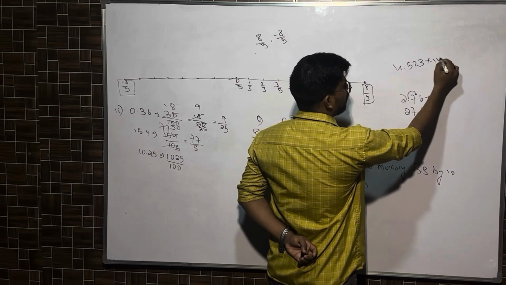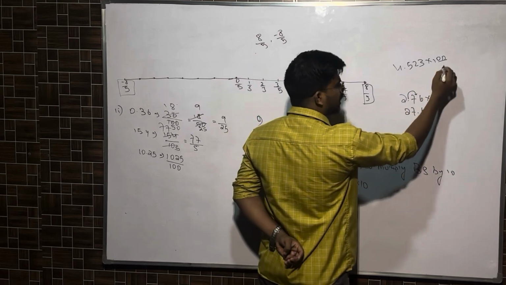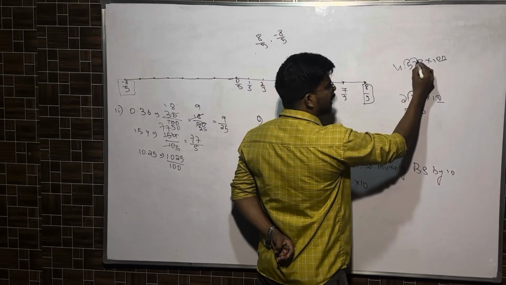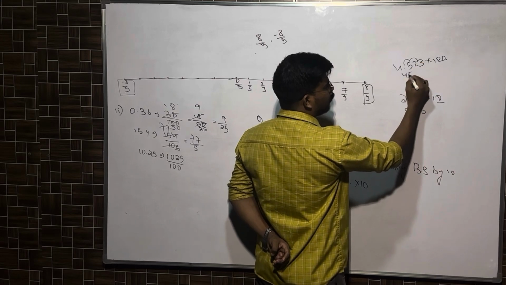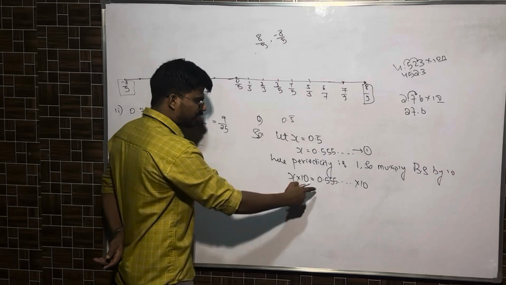4.523 multiplied by 100. The point will be shifted 2 places because 2 zeros are there. If 1 zero is there, it will shift 1 place. If 2 zeros are there, the point will come 2 places over. So it will become 452.3. Like this, okay? So the same logic will apply over here.